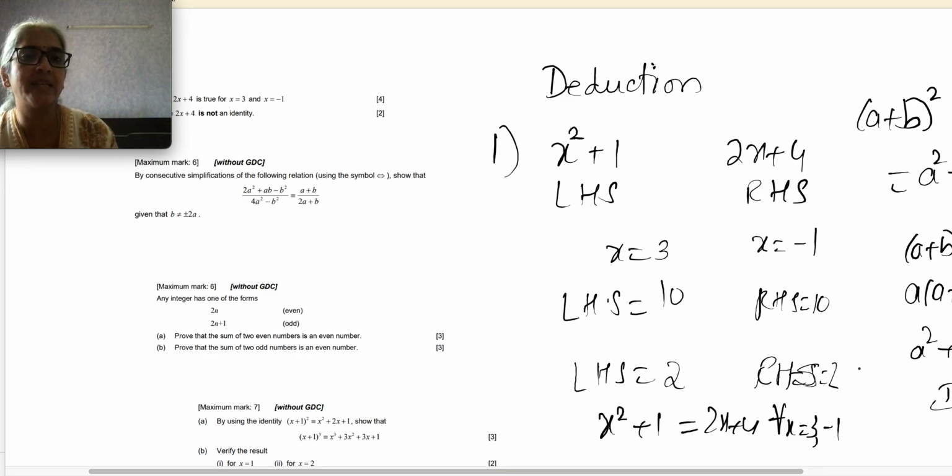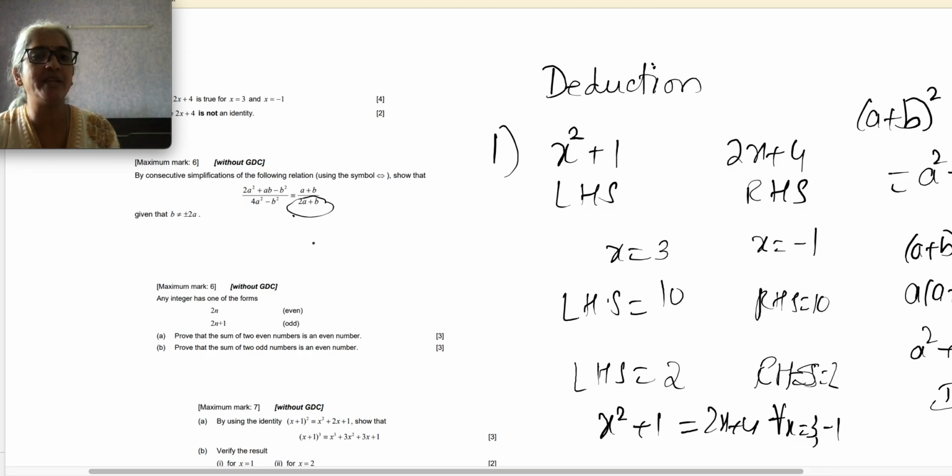The second result says use consecutive simplifications, and we have to prove that the LHS equal to RHS. So whenever we are doing proof questions, remember, you start with one side of the equation and you reach the other side. Which side you start from doesn't matter, but you cannot assume them to be true because the question is show that. There is also a condition given here, b is not equal to plus or minus 2a. Why is this condition important here? What happens if b is equal to minus 2a?